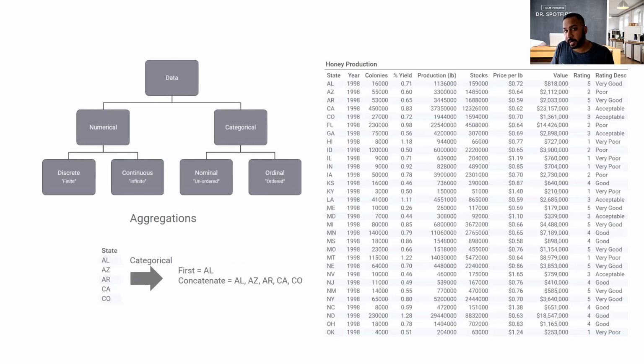Now, aggregations with categorical, there is no average of the state. There's no average US state, but you can do some aggregations like first. What's the first category in this column or in the data set? The first one is Alabama. Or you can do something like concatenate, which will just join them all together.